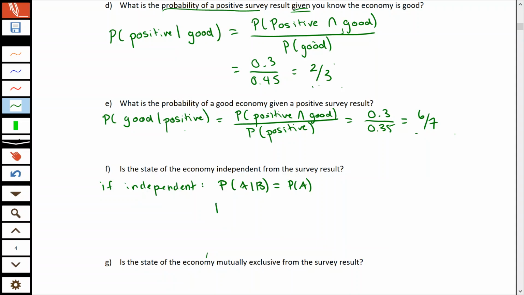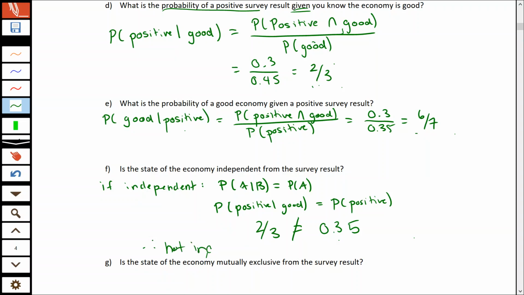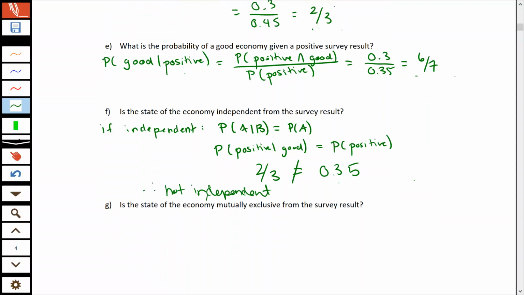But if I look at that probability of positive given good versus the probability of positive, well, I know the probability of positive given good is that 2/3, and that is not the same thing as the probability of it just being a positive survey result, 0.35. And so we can say that these events are not independent. They would have to be the same in order to be independent there.